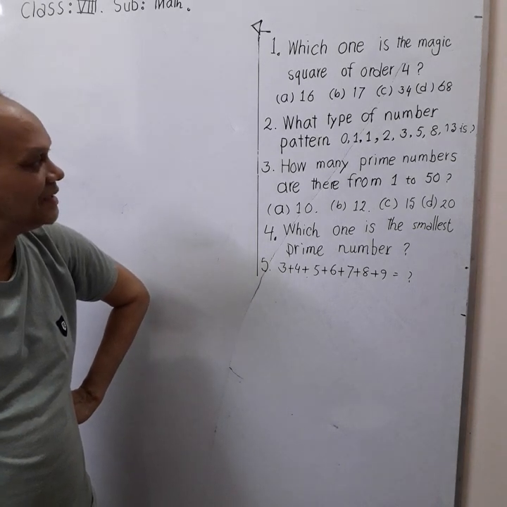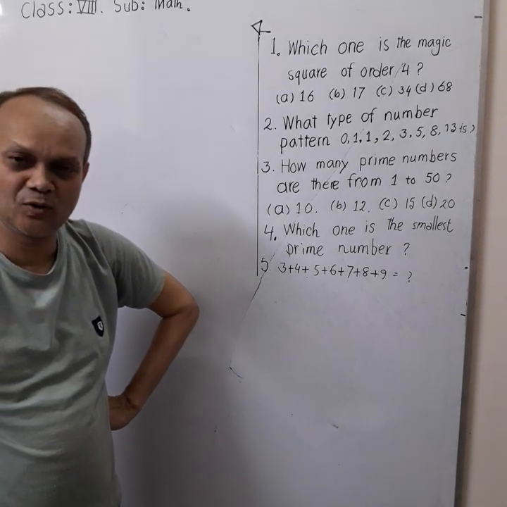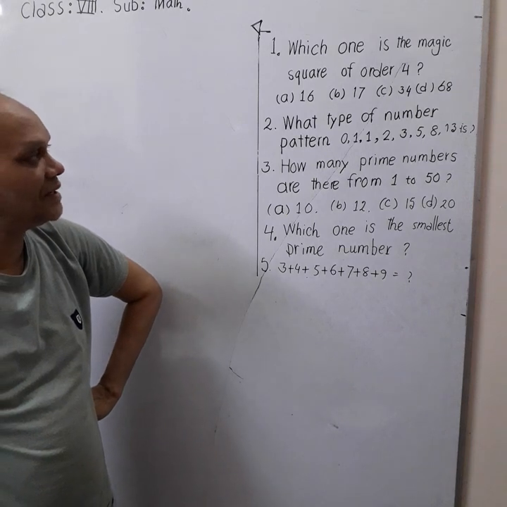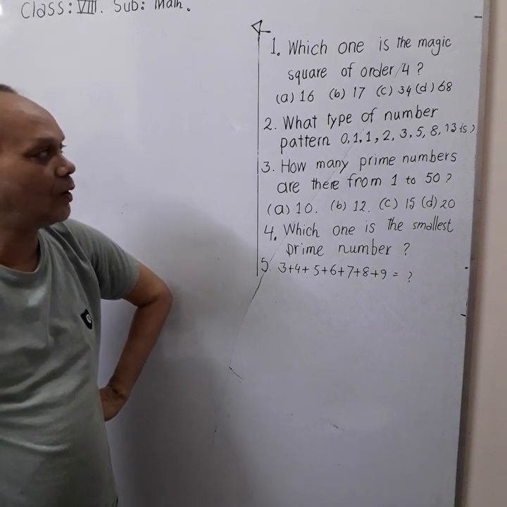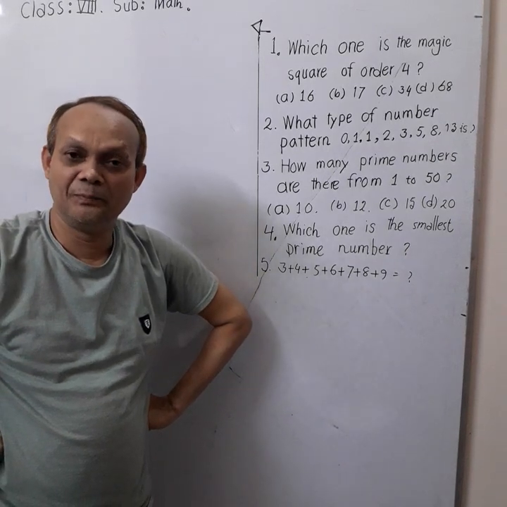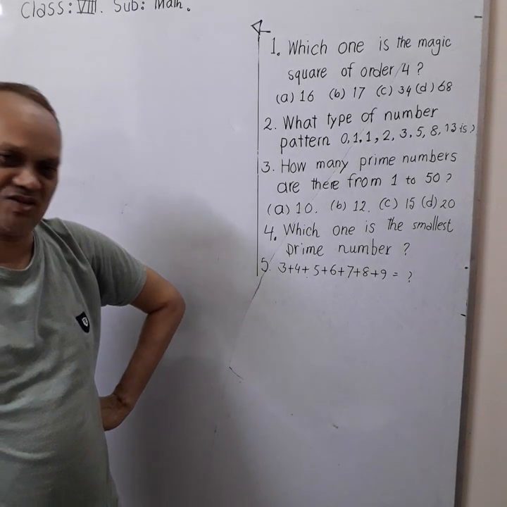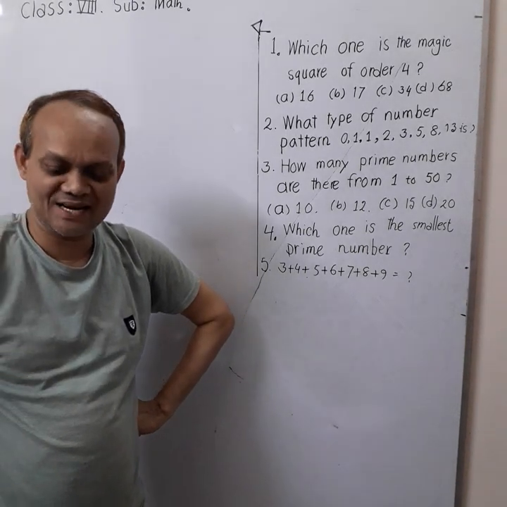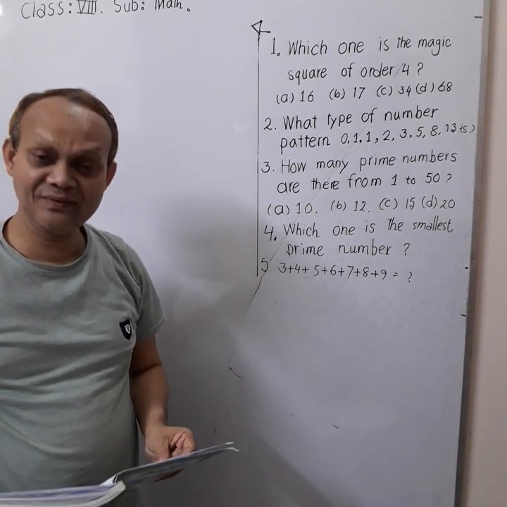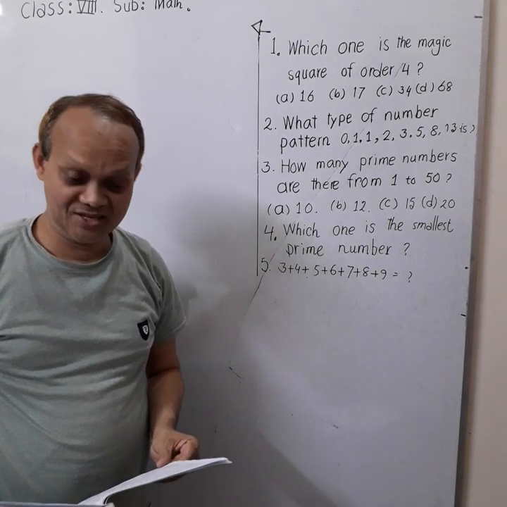Dear students, on the whiteboard, I have already written 5 MCQ questions. Here you see in number 1, which one is the magic square of order 4? Dear students, this is a very important MCQ for the JSC examination. In your textbook, if you open the book, and I hope you have the textbook with you, then you will benefit more.